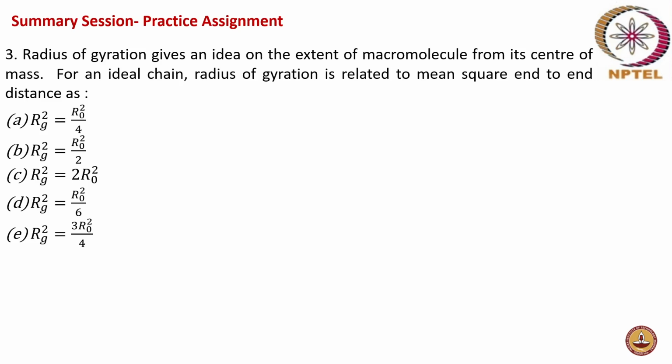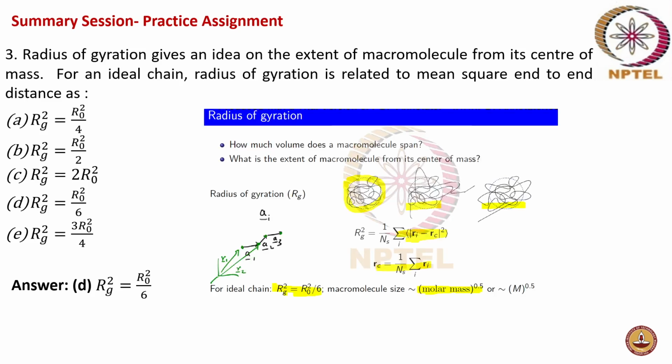I think it's option C, but I am not sure. Okay, what about you, Revati? No idea. Okay, now let's see the answer. It's actually related as: radius of gyration Rg square is equal to R naught square by 6. This is how the relation is for an ideal chain, and it's related to the molecular mass, macromolecular size, to the power 0.5 for an ideal chain. Okay, next.